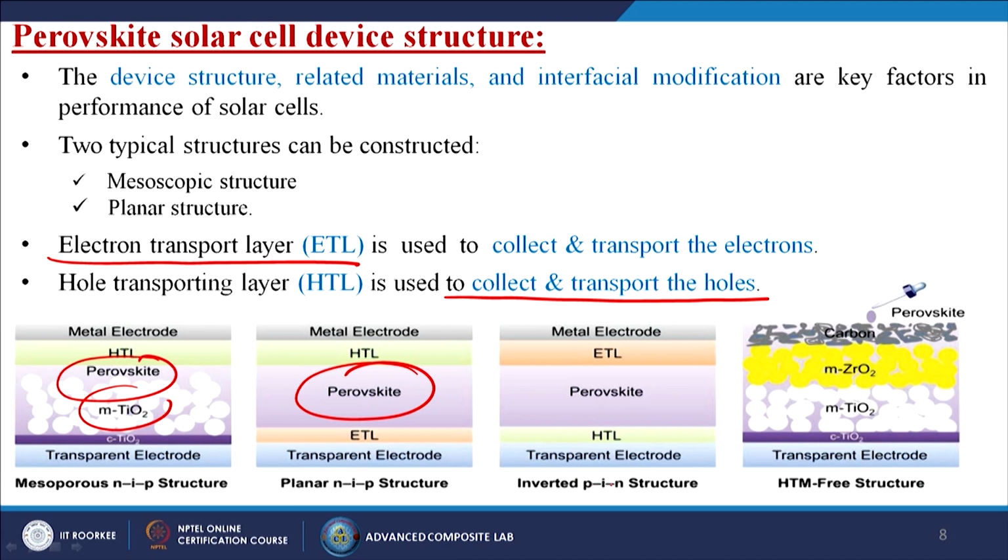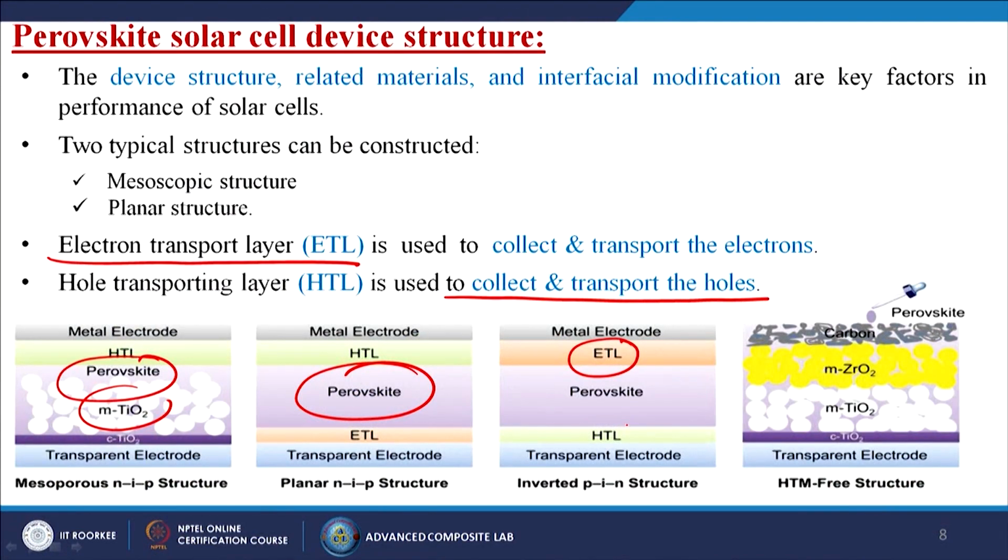The inverted PIN structure is inverted, meaning just the opposite. So automatically the top is the ETL and the bottom one is the HTL. It is the opposite of the planar NIP structure. Then, for the HTM-free structure, we use two layers of materials, mTiO2 and mZrO2, then on top of that we put carbon, and on top of that we use the perovskite material. So, basically it is a sandwich-like structure.